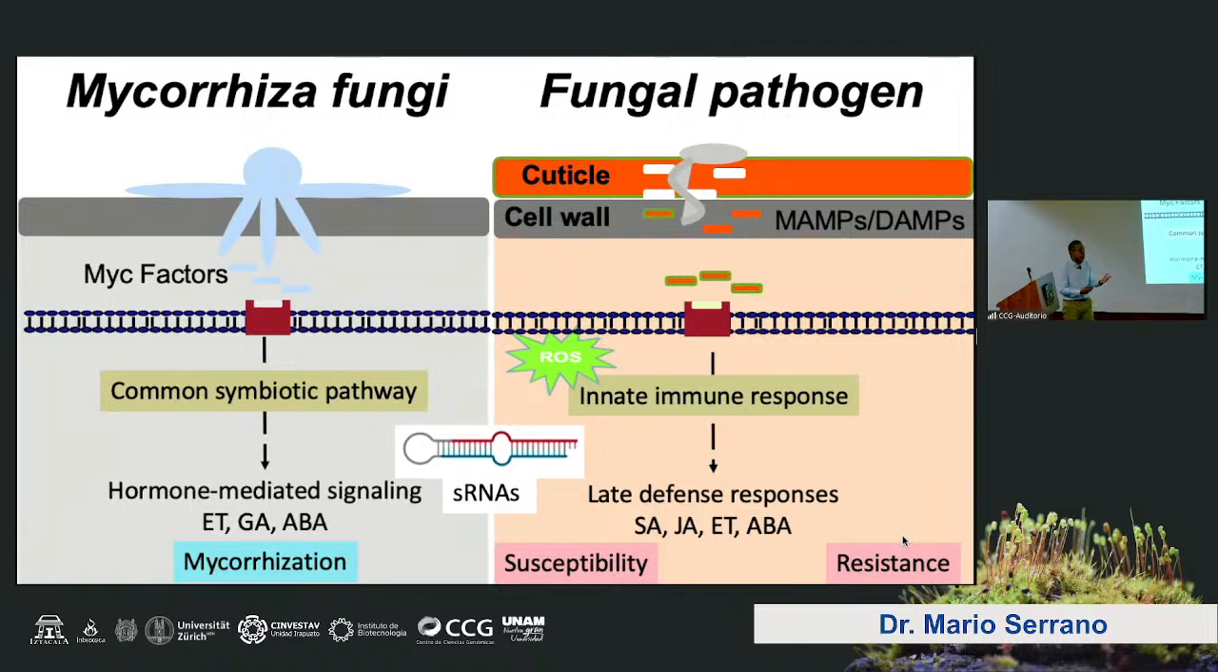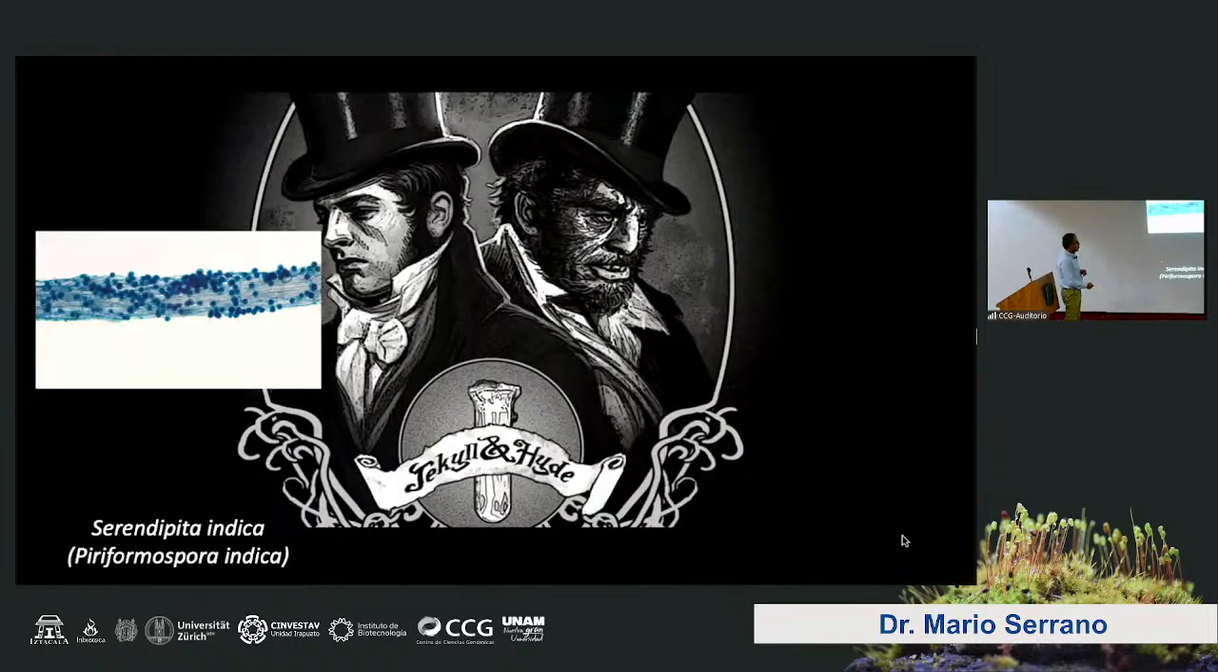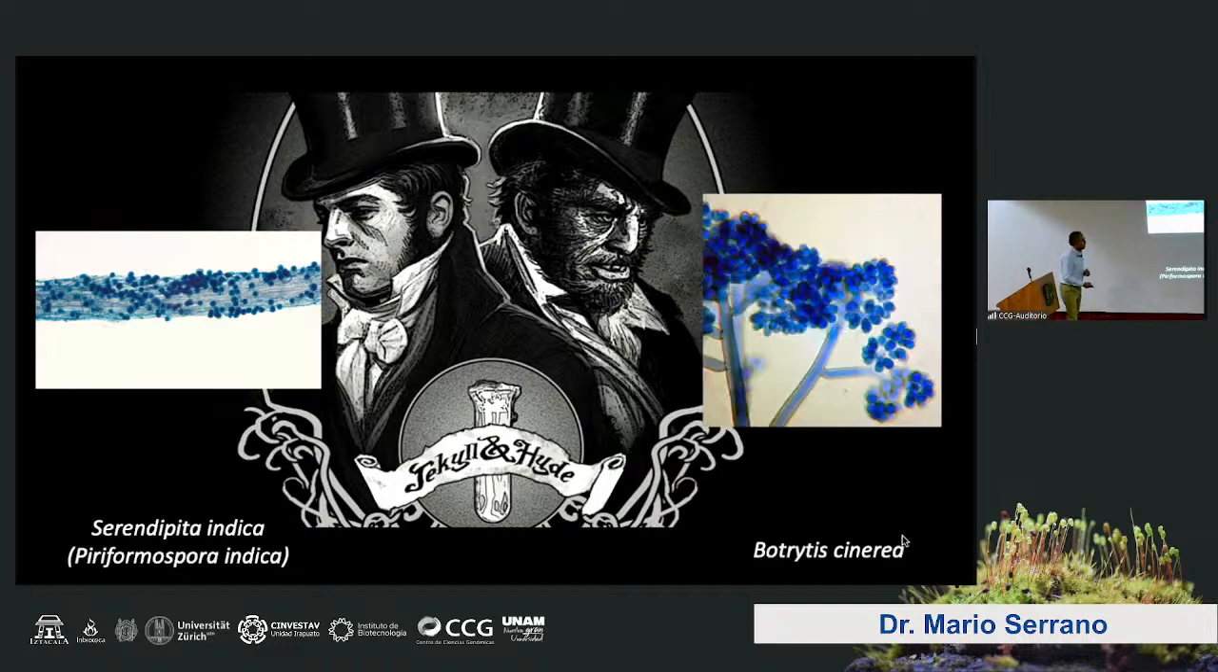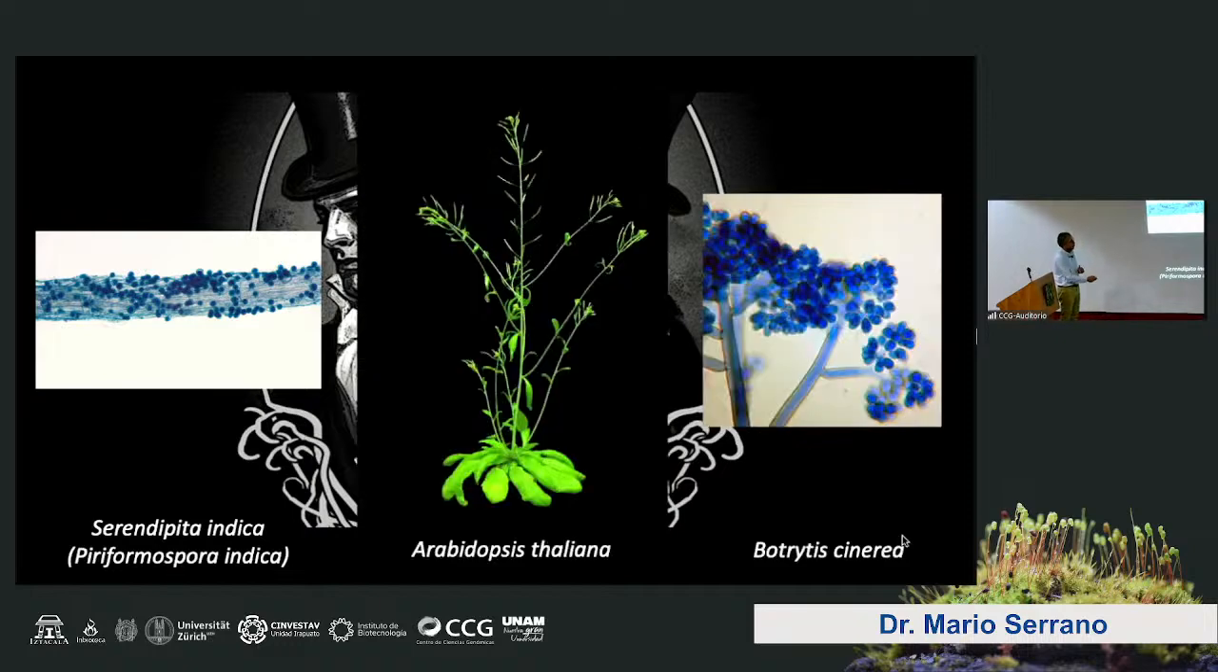The main question is really: what are the small RNAs that the plant can use either to stop the fungal pathogen or to induce mycorrhization, to enhance these beneficial interactions? To do that, we are analyzing one microorganism, Serendipita indica, because this is a mycorrhiza, and again Botrytis cinerea, in the interaction with Arabidopsis.